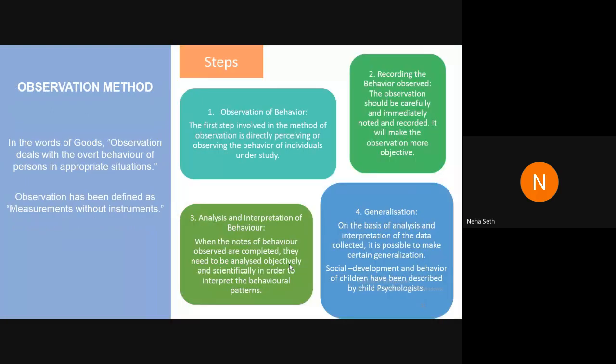Please come to the next slide. The next is the observation method. Observation deals with the overt behavior of a person in an appropriate situation. Everything is perfect, the situation is perfect. It is just that we are observing it minutely and silently. It is also known as measurement without an instrument. We don't have any instrument to measure anything. It is just that we are observing.